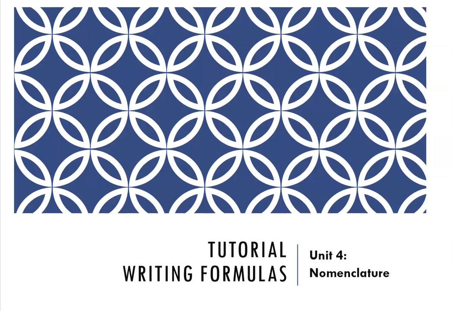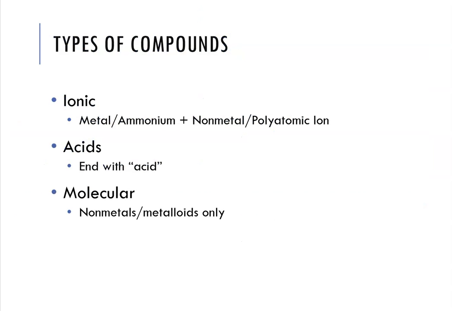Today I will be doing a tutorial on how to write formulas for compounds. So first we'll identify the type of compound, acid, ionic, or molecular, and then we'll use the rules for writing their formulas. All right, so our three types of compounds are ionic, acids, and molecular. Acids are the easiest to identify because they end with the word acid.